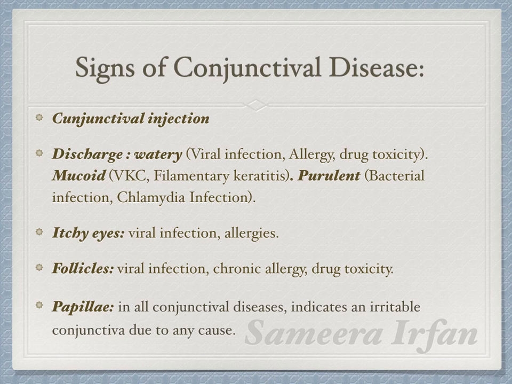The eyes become itchy in viral infection and allergies. Itching is not a feature of bacterial infection. And then papillae and follicle formation are the important clinical signs, which we'll discuss in a second. Follicles are mainly seen in viral infection, chronic allergy, and drug toxicity, while papillae are a non-specific sign which are present in all conjunctival diseases.